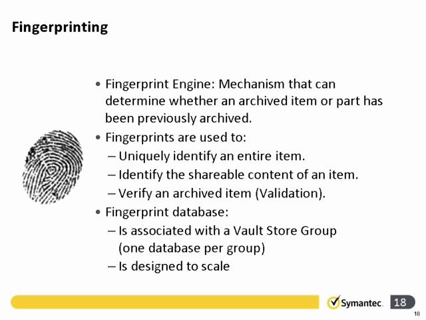Not only can I use it for sharing, but I can also use it for validation. Once I've archived that item, when I try to retrieve or access it, I can regenerate a new fingerprint and compare it to the one I have on file in the fingerprint database. If they still match, then it was the same item that I actually archived. And as we mentioned earlier, the fingerprint database is associated with a vault store group. If you have more than one vault store group, you will have more than one fingerprint database.